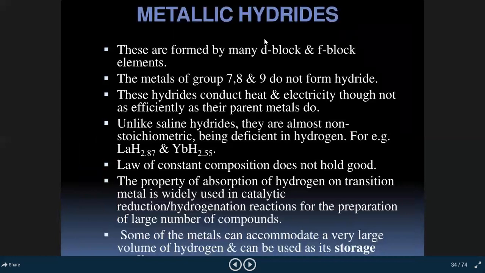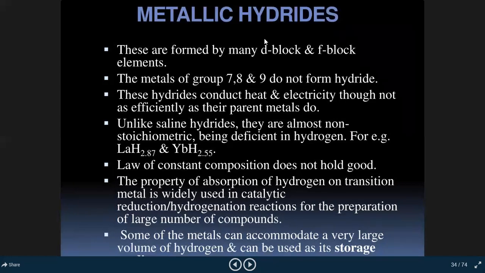Okay, let's talk about the metallic hydrides. These are formed by many d block or f block elements. Now let's come to d block and f block elements. The metals of groups 7, 8, 9 do not form hydrides.